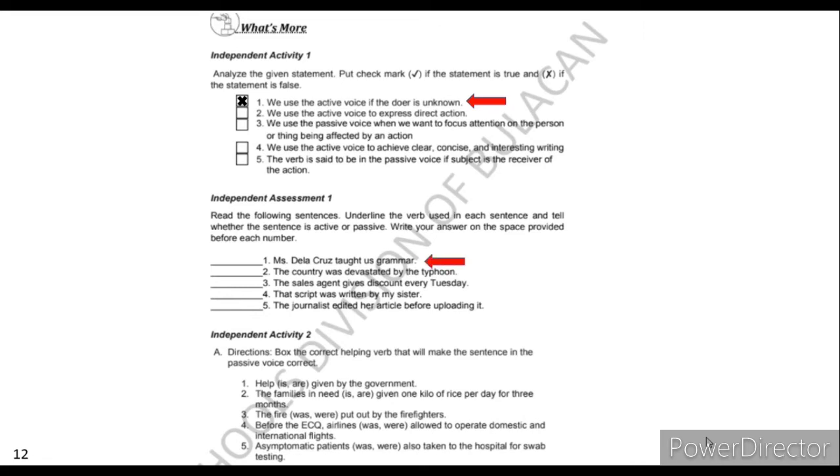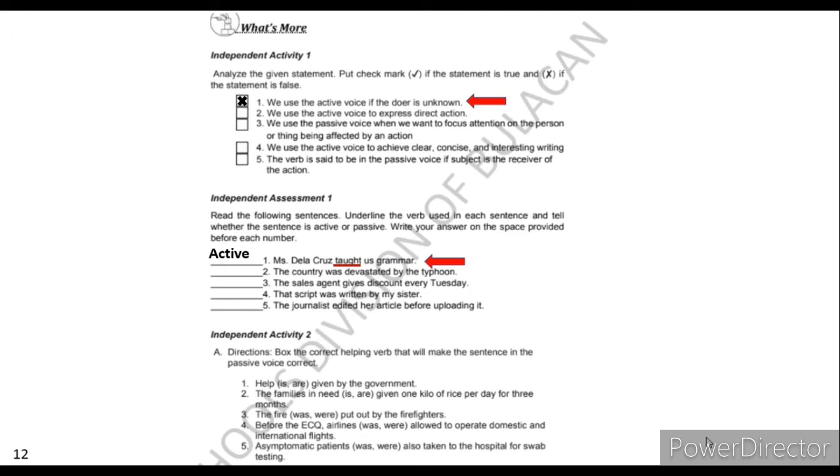Okay, let's try number 1. Miss De La Cruz taught us grammar. So in this sentence, the verb is taught. So we will underline taught. And then after that, we will identify if it's active or passive. So number 1 is in active voice. Why is it in active voice? Because the verb in the sentence number 1 is on its simple past tense.